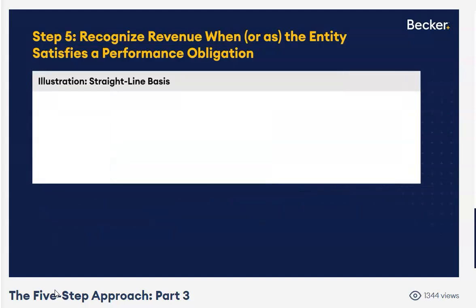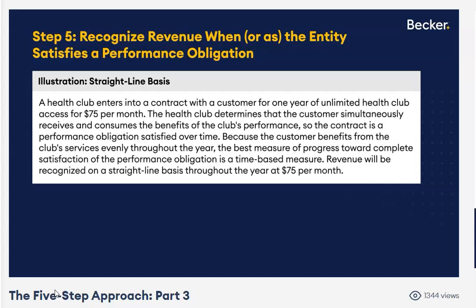So here's an example using a health club. A health club enters into a contract with the customer for 1 year: unlimited health club access for $75 a month. Therefore, the health club determines that the customer simultaneously receives and consumes the benefit each month. You'll notice that means it's satisfied over time. You can't recognize all the revenue on day one when they paid you, because they have the right to use it for the next 12 months.